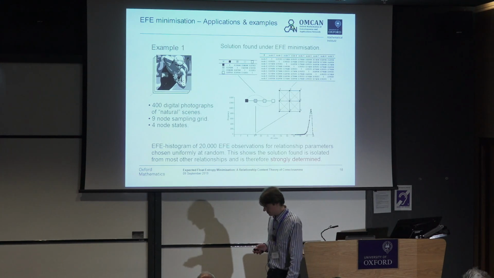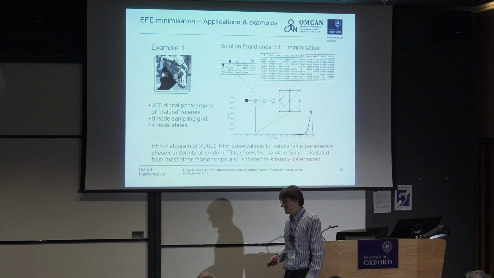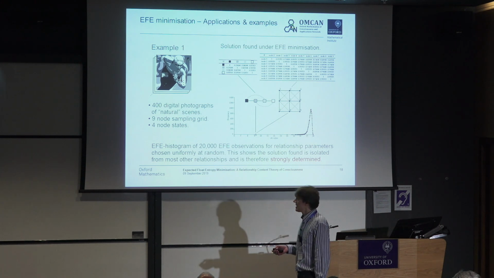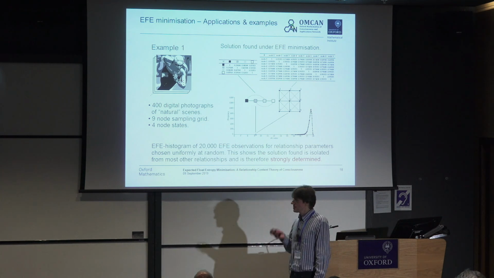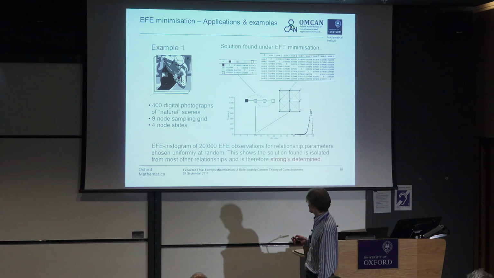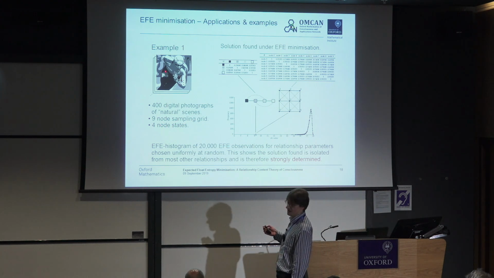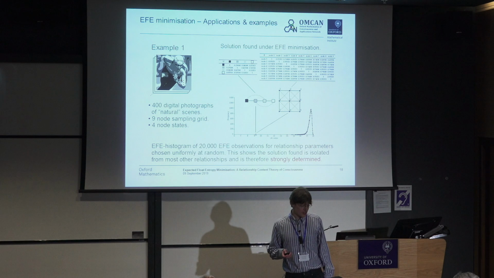So examples. In lieu of actual data for the visual cortex or other things, we will just use synthetic data, because this is a general theory, so it can be applied to all sorts of things. We can apply it to photographs. Here we have a stack of 400 photographs, and we take 9 nodes in this sampling orientation. We sample all of those 9 nodes for all of the 400 photographs. These photographs just have 4 node states, so there are only 4 different shades of gray here. And we apply expected float entropy minimization to it.